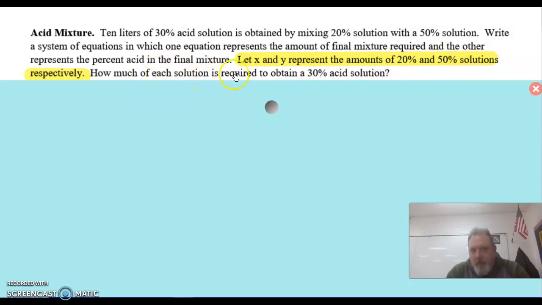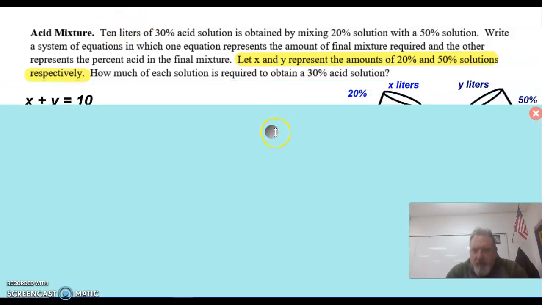How much is needed to obtain a 30% acid solution? And again, right here, if you skipped over it, the first two words in this problem tell us our total mixture. So we want 10 liters of the 30%. All right, so we got our variables.